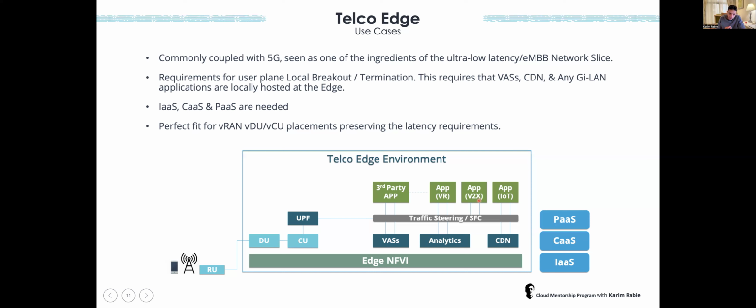The edge data center is very coupled with, and a perfect fit for, the vRAN, vDU, vCU. So whenever you hear the term O-RAN and you talk about the cloud solution to host the RAN components, vDU, vCU, the edge must come into the picture. So they are two very coupled topics. These are the ingredients of the edge data center. And by the way, that was in a document that I worked on with the GSMA. So that's the reference architecture of the GSMA for the edge.